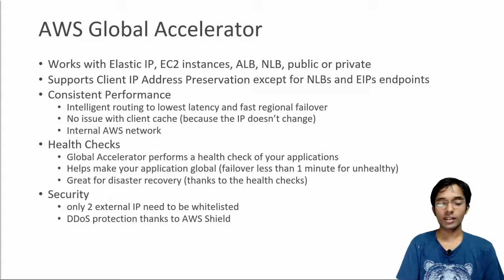In terms of health checks, Global Accelerator performs health checks of your application, which makes your application global, and in case something is unhealthy, then the failover happens usually in less than 1 minute. So it's great for disaster recovery, because of the health checks with a fast recovery time. Now for security, only two external Anycast IPs need to be whitelisted, which is great, and you are going to get DDoS protection thanks to AWS Shield.